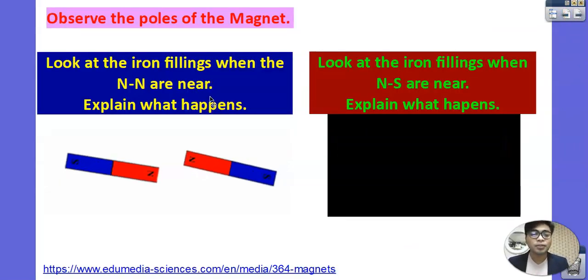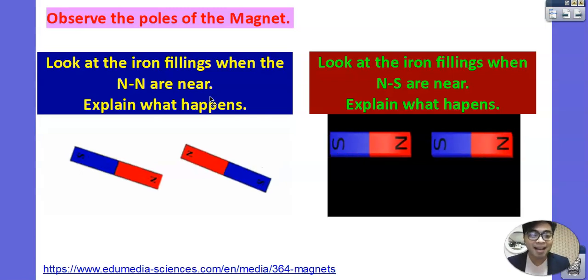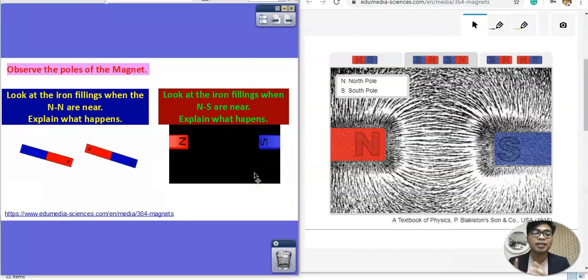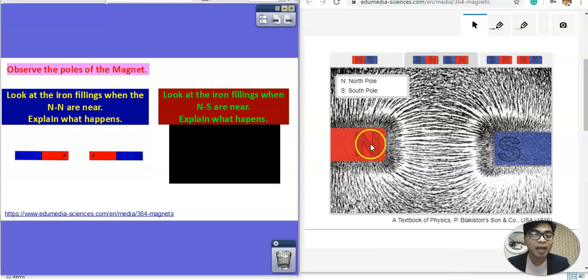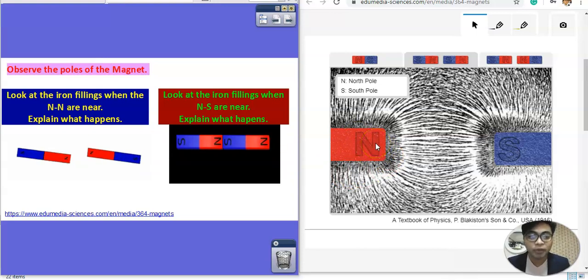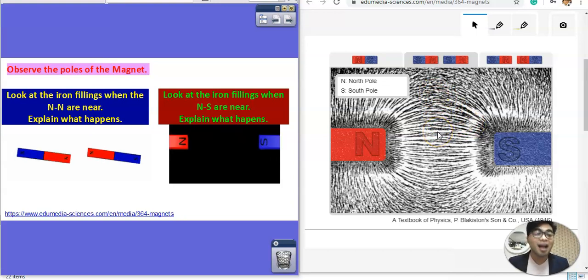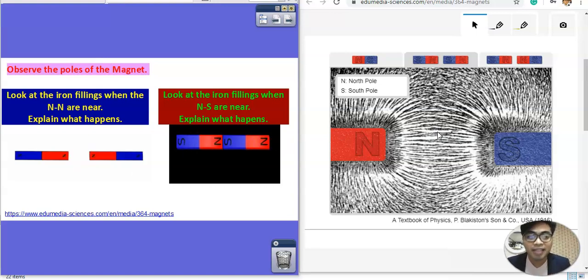So I want you to observe the poles of the magnet right over here. And I also want you to compare with the ones that I have here. So just to give you a background, these are the magnets, and you see there the red ones with N, it stands for the North Pole, and the S, which is the blue one, which stands for the South Pole. And the black things here that you can see are the iron filings. And in the laboratory before, I have shown you the iron filings. So I would like you to observe what's happening in here.